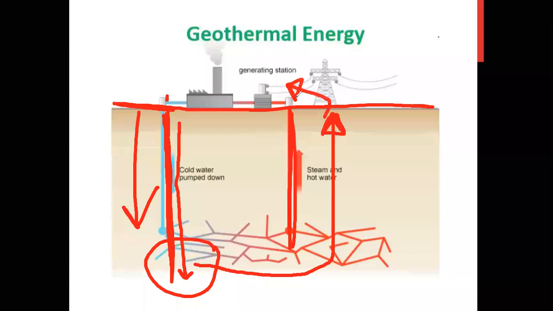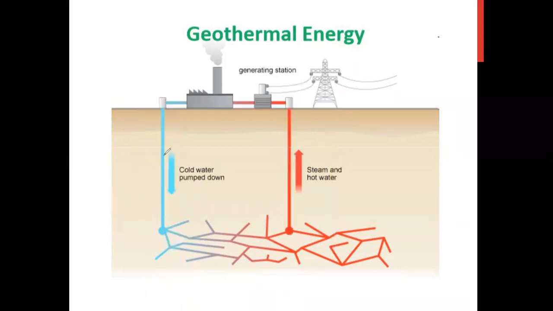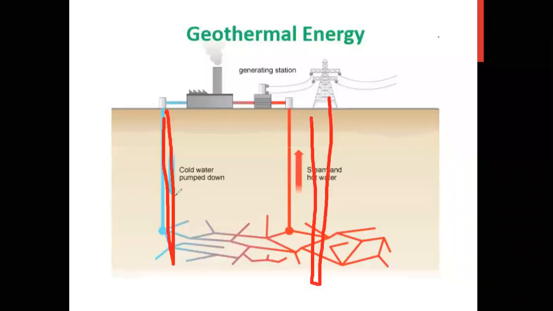How we use the steam for electricity generation, we will discuss in the next class, because from the next class our topic will be steam power plant. That means how we generate electricity using steam. So my students, this is the process: you have to make two big holes, and on one side you give water. When the water reaches the lowest part, it becomes steam. And after that, we need to take that steam to the surface.